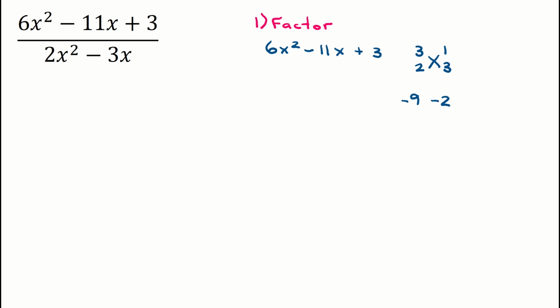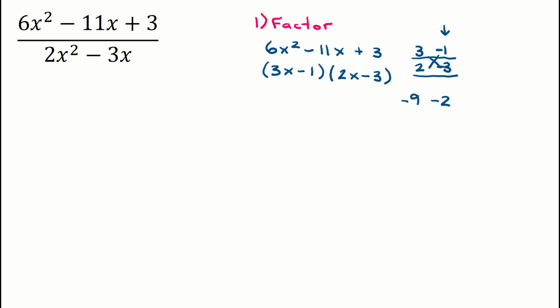And negative signs can only go on the right side of this. So we need a negative 1 and a negative 3 in order to make this happen, which means our factored form now, we're reading this from left to right. We have 3x minus 1 multiplied by 2x minus 3.